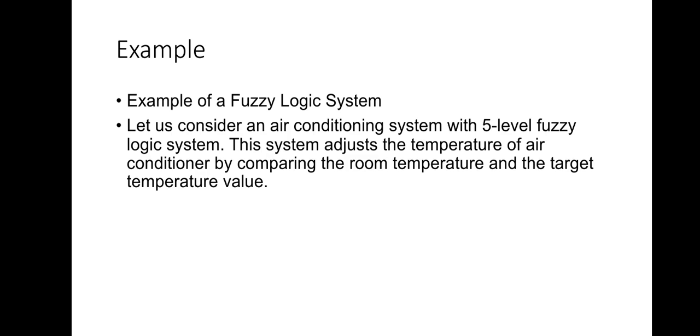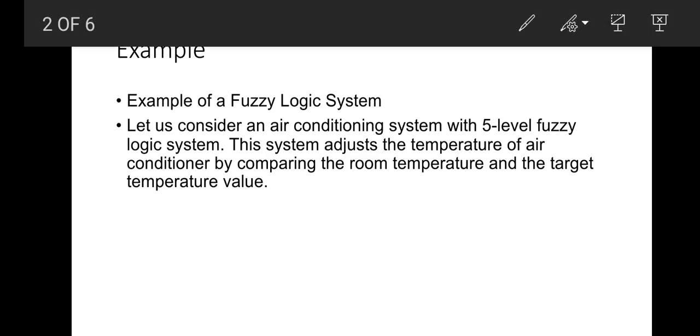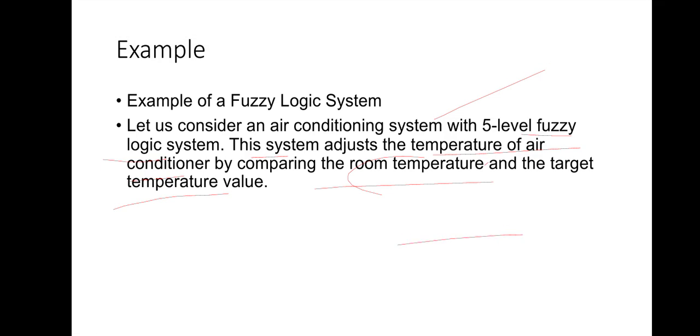Here you can see, let us consider an air conditioning system with a 5-level fuzzy logic system. This system will adjust the temperature of the air conditioner by comparing two values. First one is the room temperature and second one is the target temperature value. So it will set the system according to the temperature. Now we will see it with an example.